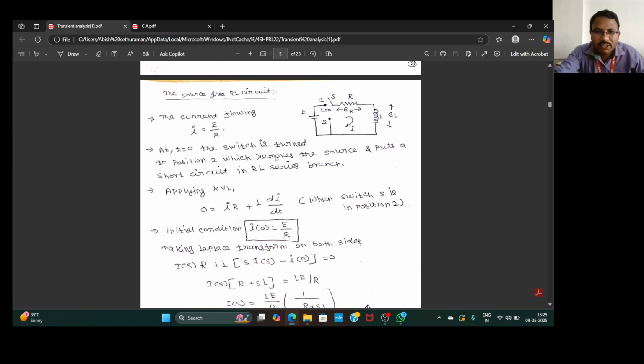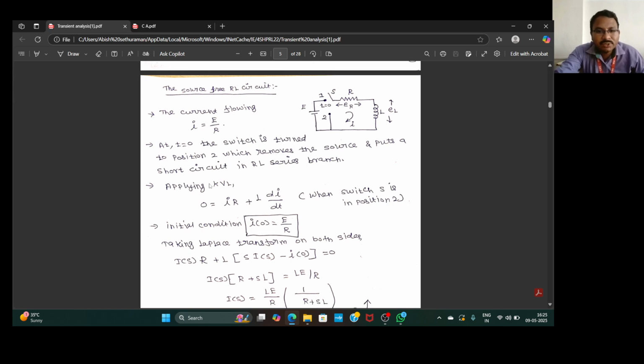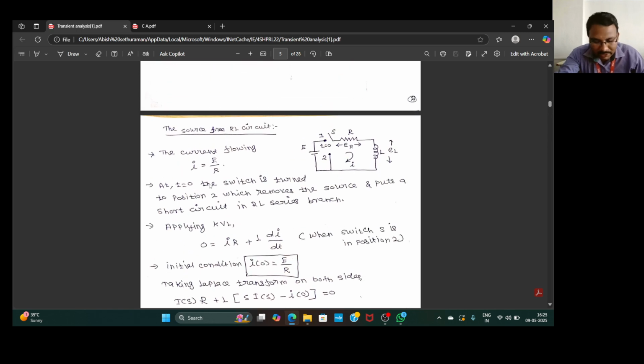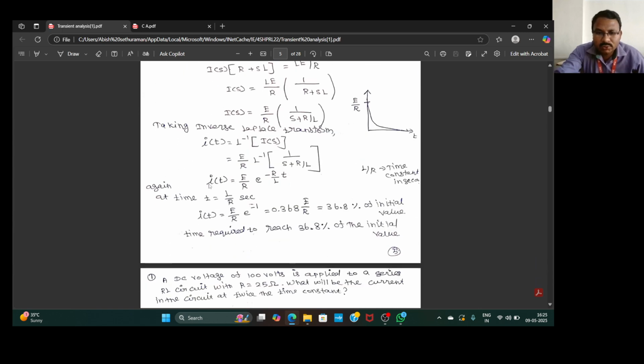So this is how we have obtained the source free RL circuit. In the source free RL circuit, the voltage source should be considered as 0. Here we are connecting two switches. At t equal to 0, the switch is turned to position 2. So there are two conditions: the on condition, and then the position should be changed. That is the main consideration for the source free RL circuit.